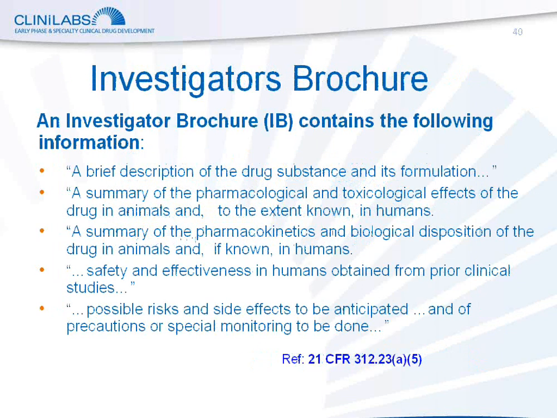The IB contains the following information: a description of the drug substance, how it's formulated, its pharmacology, its toxicology, its preclinical, and to the extent known, what has been found in clinical studies. A summary of the PK, pharmacokinetics, and its biological disposition in animals, and if any previous studies were done in humans. A summary of the safety and effectiveness in humans and the anticipated or possible risks and side effects. That should all be in the investigator's brochure, and this brochure is updated periodically by the sponsor as more clinical trials are evaluated.